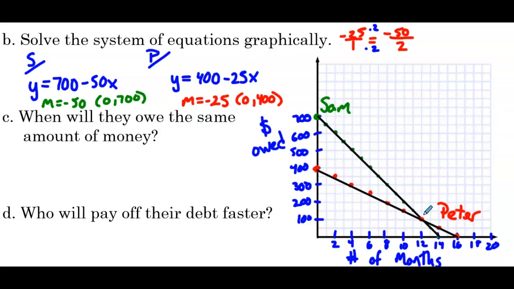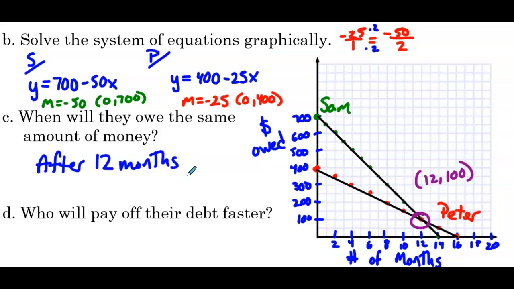Okay, so the next question asks, when will they owe the same amount of money? Well, the point of intersection between the 2 lines is right here. And that's the point 12, 100. So they will owe the same amount of money after 12 months. Right? So that 12th month payment, they're both going to have $100 left on their loan.